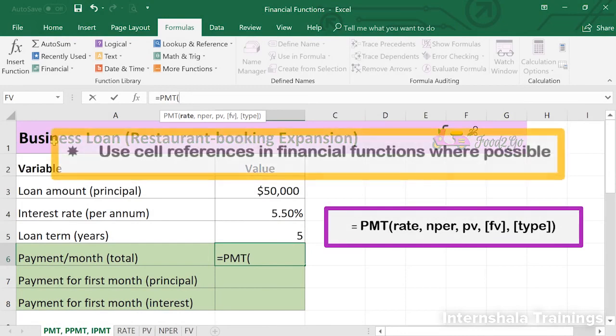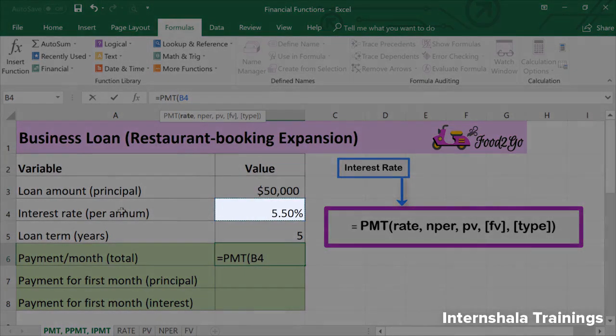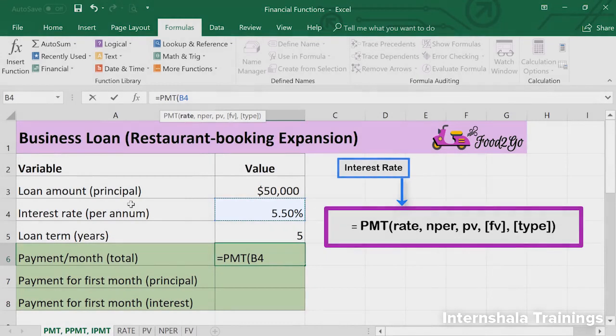We will input all values using cell references so that if any of them change, we just update the cells that contain that data instead of editing the formula. The first variable we need to insert is the interest rate, which is given in cell B4. 5.5% is the interest per annum, but since this will be compounded monthly, we need to divide the value of cell B4 by 12. Then we enter a comma before we specify the next parameter.